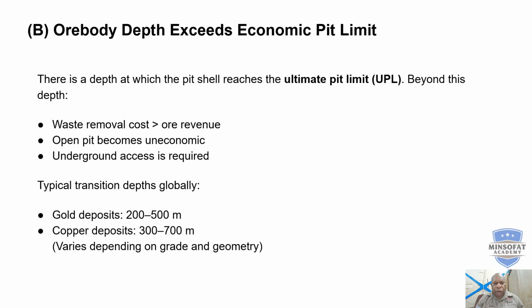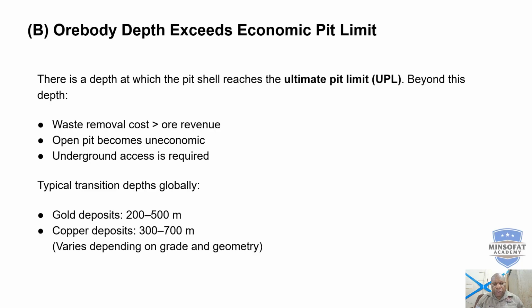The second factor is the ore body depth. That is when the ore body depth exceeds the economic pit limit. There is a depth at which the pit shell reaches the ultimate pit limit, and beyond this depth, waste removal cost will become greater than the revenue generated from the ore. And when that is the case, the open pit becomes uneconomic and underground access is required.